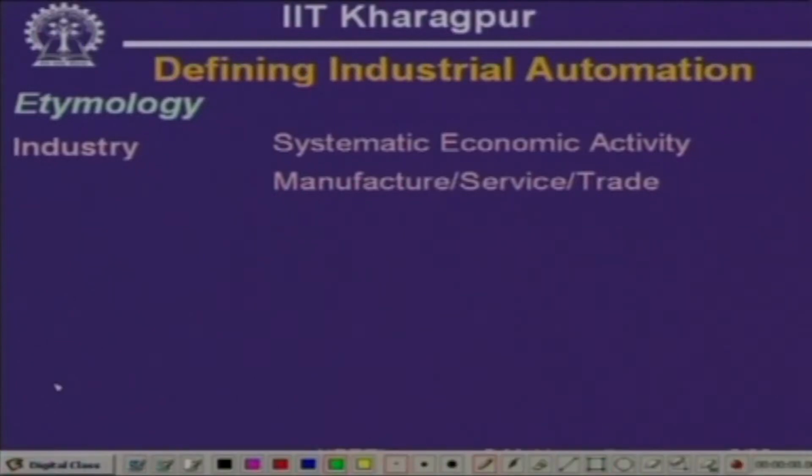In this course, we are primarily concerned with manufacture. So, we will essentially be talking about manufacturing industries, right.